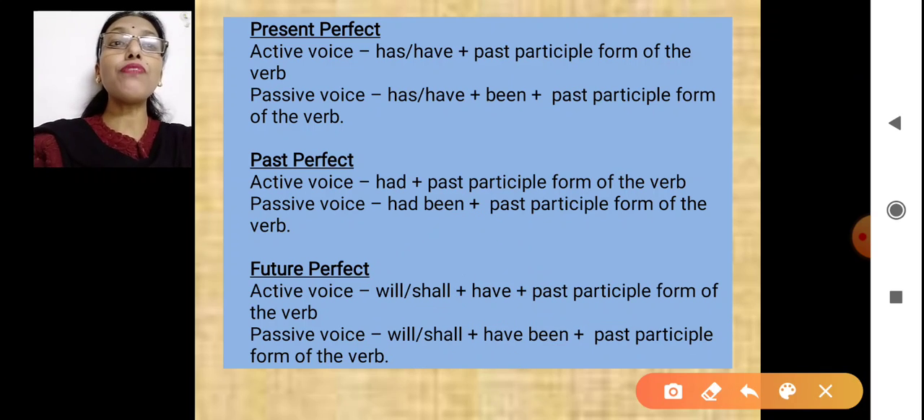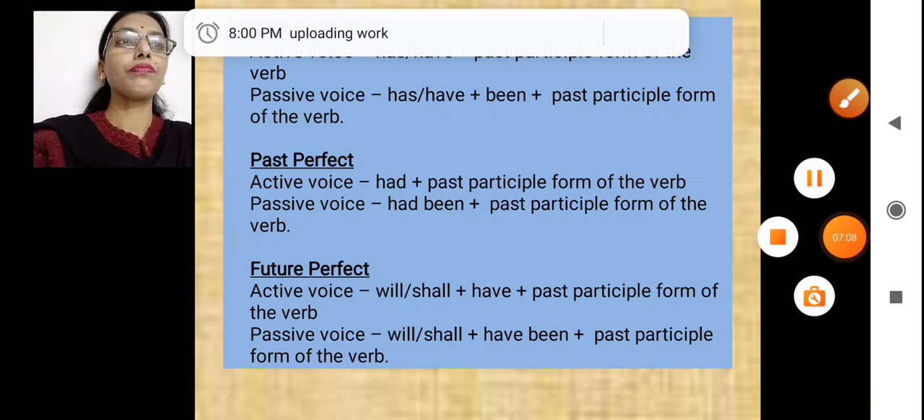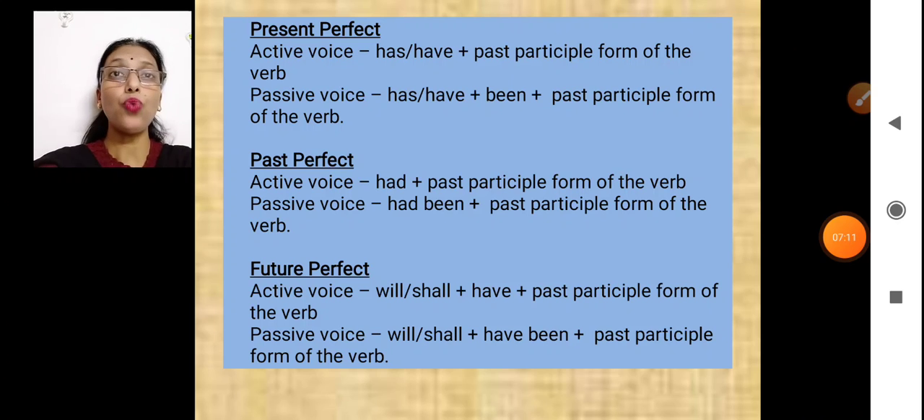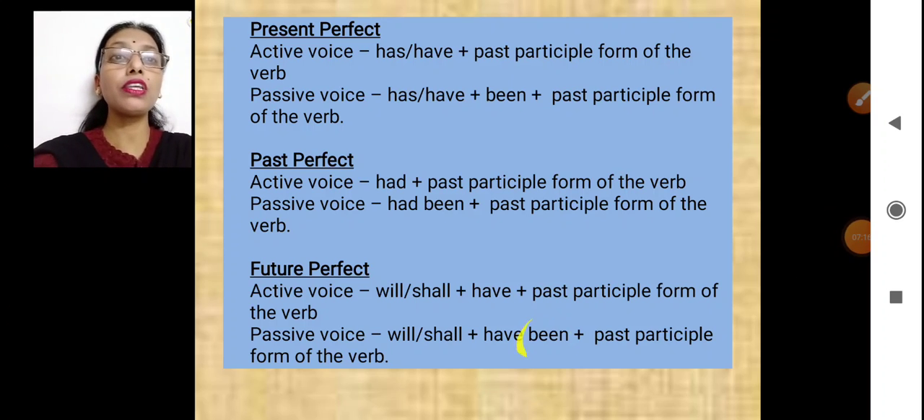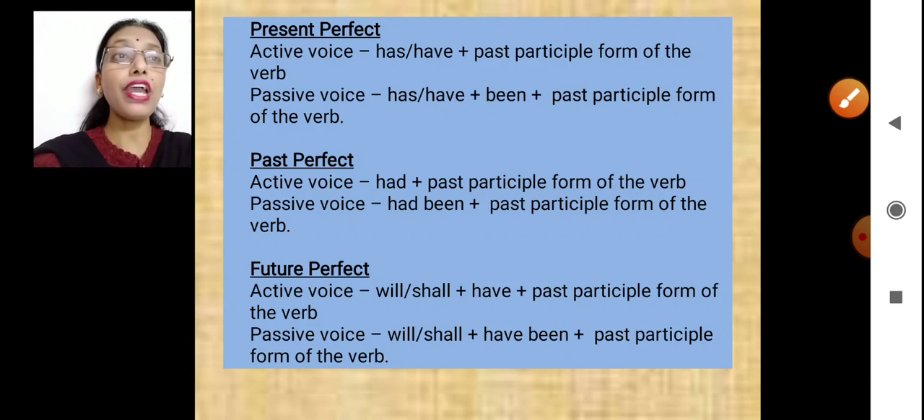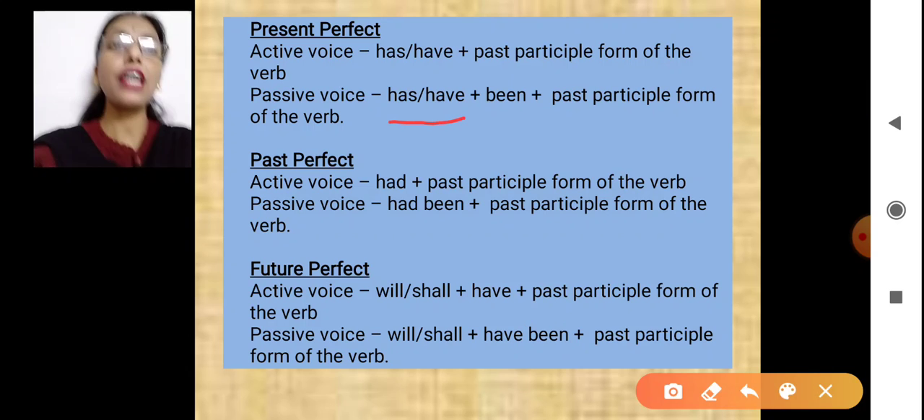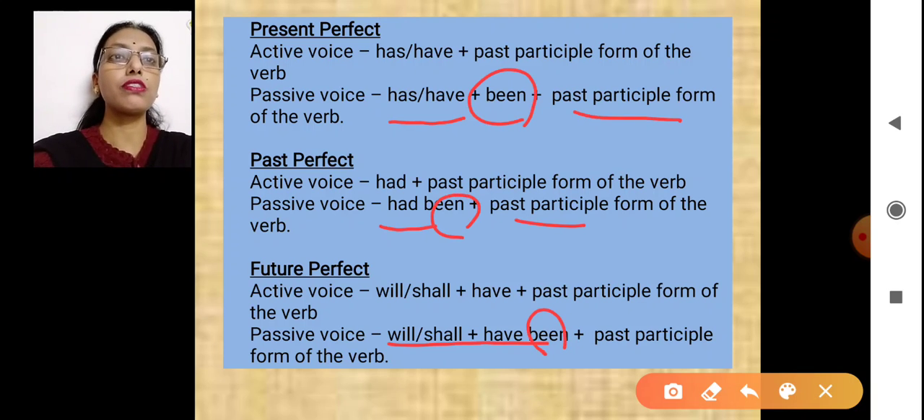So what we have seen, future perfect, will, shall, have plus past participle. Only thing is we are adding been to it. Yes, been to it. So the common thing which we have to learn now is has, have, had and will, shall, have. Only word that is being added is been, and past participle remains, of course, the same. So we have to just add been, and we have to look which tense it is talking about, present, past or future.